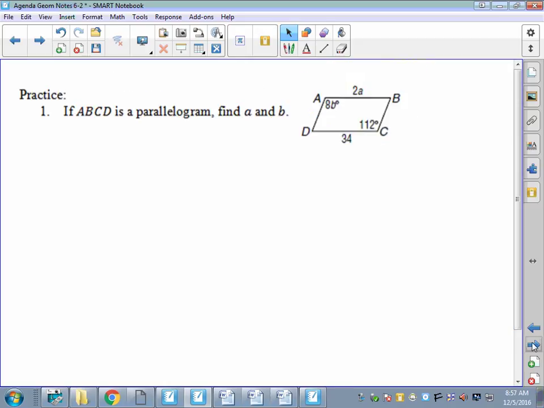So if ABCD is a parallelogram, find A and B. I'm guessing you're going to tell me you want to find A first. Is our A information on sides or angles?